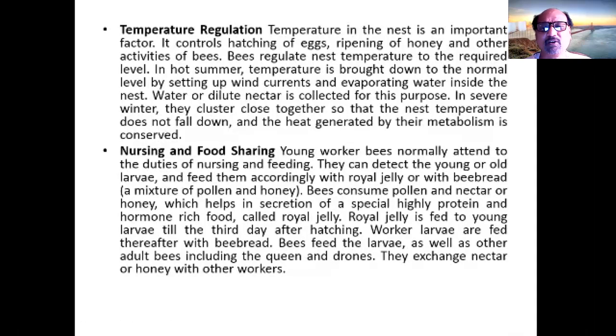It controls hatching of eggs, ripening of honey, and other activities of the bees. Bees regulate nest temperature to the required level. In hot summer, temperature is brought down to the normal level by setting up wind currents and evaporating the water inside the nest. Water or dilute nectar is collected for this purpose. In severe winters, they cluster close together so that the nest temperature does not fall, and the heat generated by their metabolism is conserved.